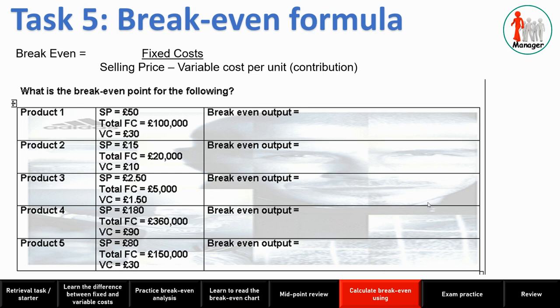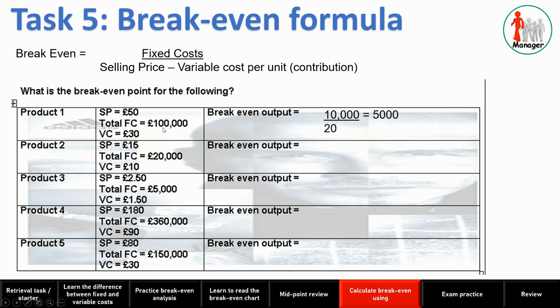Okay, final thing now then. There's a fast way. This is often the way the exam will ask you. Fast way of working out the break-even point. And what we do here is we get the fixed cost figure and we divide that by the difference between the selling price and the cost per unit. Okay, so here's some examples here, which we'll work through.